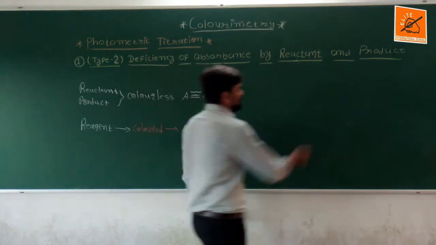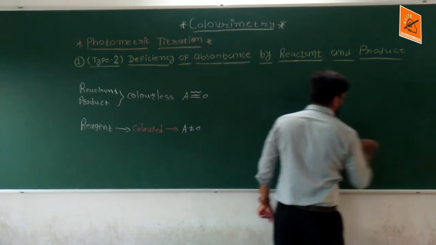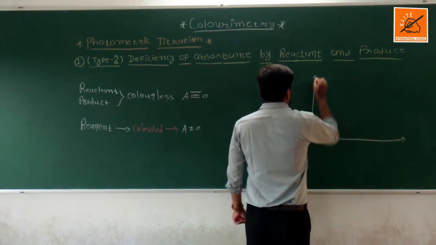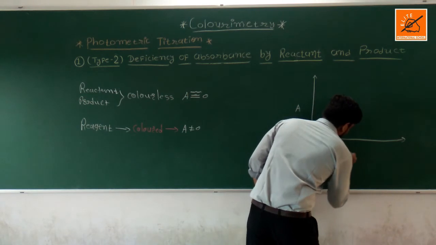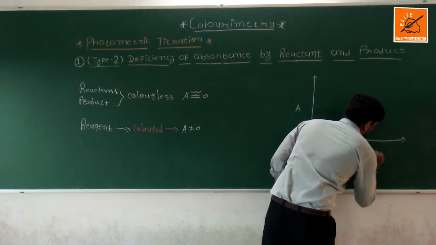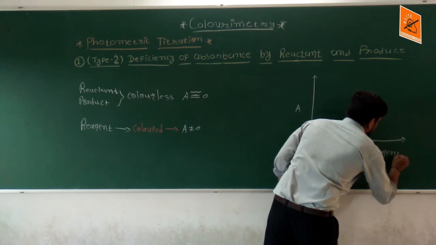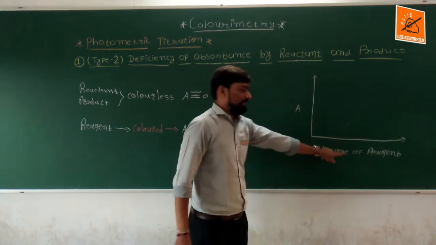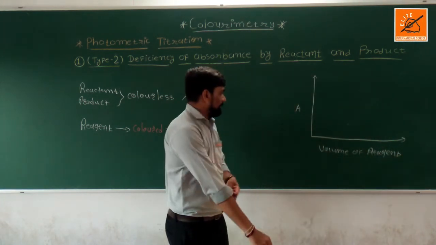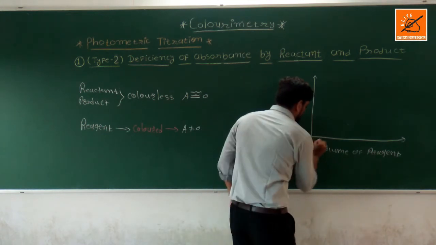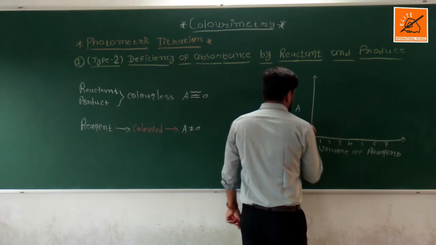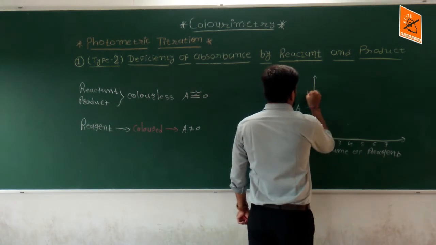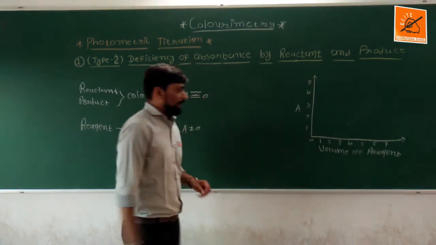Then we plot a graph of absorbance against the concentration or volume of the reagent. So here we plot absorbance against volume of reagent. The volume of reagent we take here and absorbance here. Suppose here 0, 1, 2, 3, 4, 5, 6, 7, 8 ml, and here 1, 2, 3, 4, 5, 6 of absorbance.